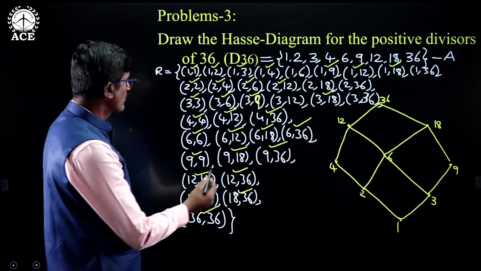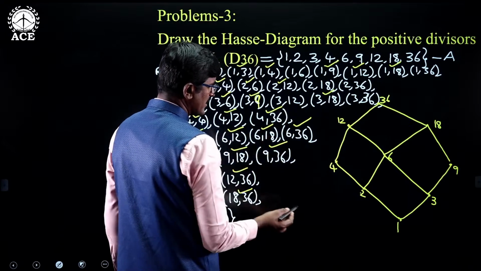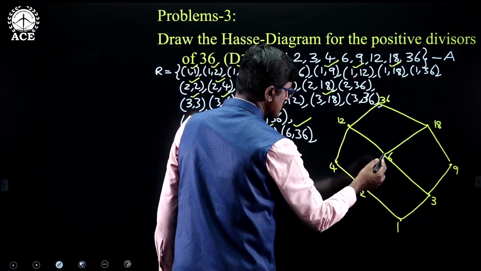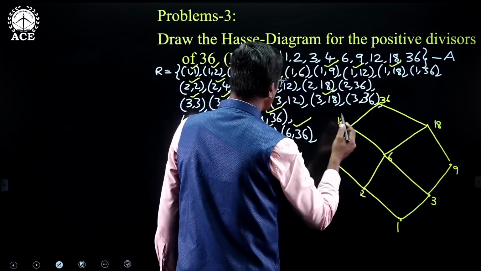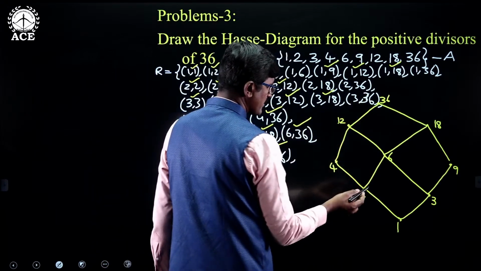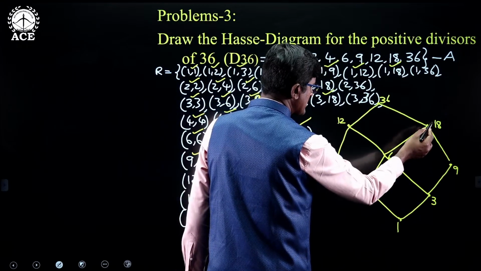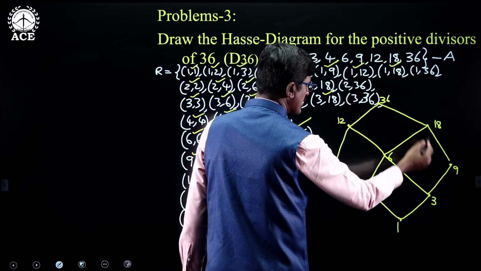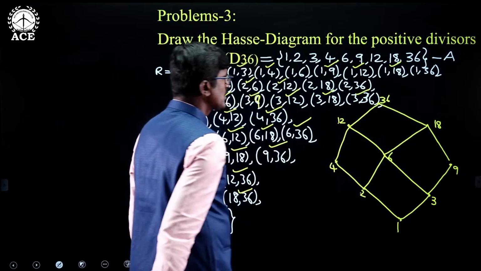Next, 3 comma 12. There is a relation from 3 to 6 and 6 to 12. Therefore, there will be a relation from 3 to 12. Next, 3 comma 36. There is a relation from 3 to 18, 18 to 36. Therefore, there will be a relation from 3 to 36.